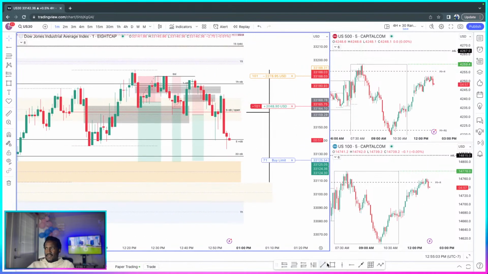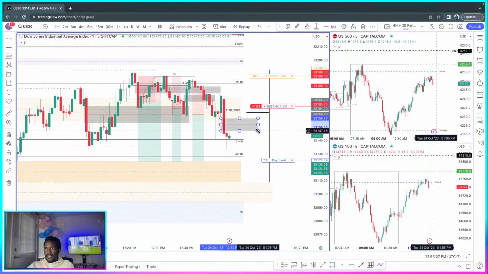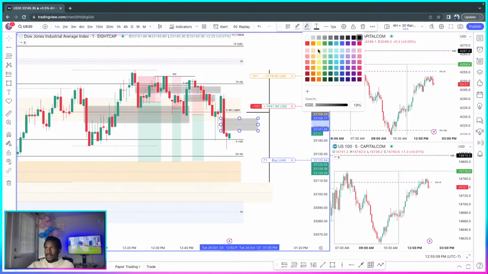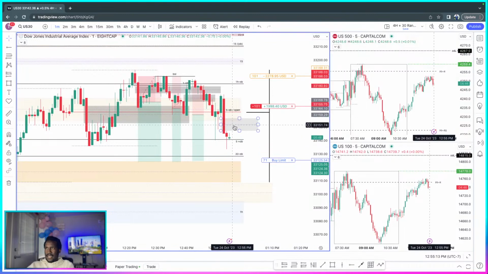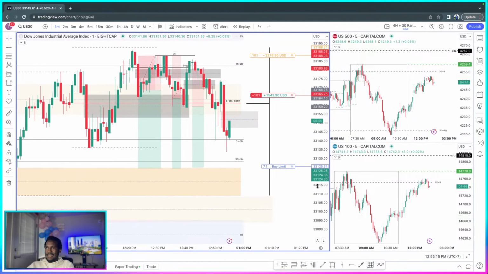Okay, we do have this fair value gap, which I think is going to be used right now. I think that's gonna hold to the downside. I do believe that's gonna hold to the downside. I don't know, we'll find out. I do think price will come in here and then we get short to the downside. Yes, that's okay.